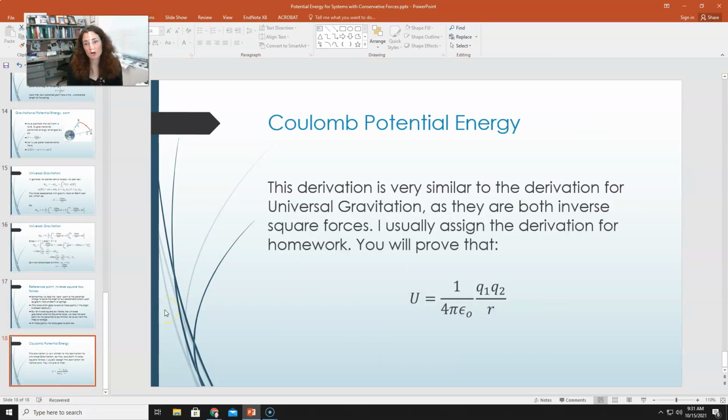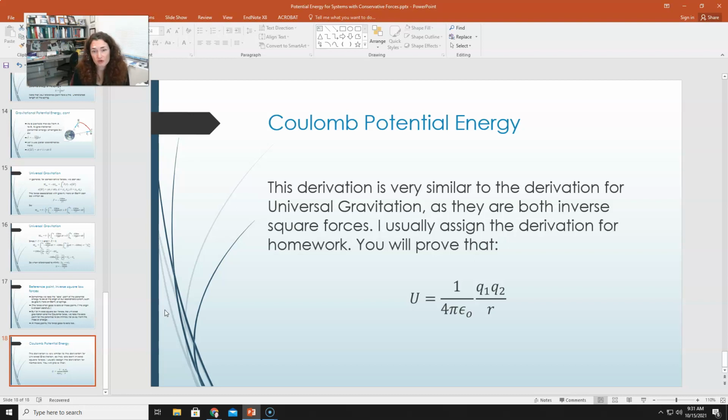I've been talking a lot about the Coulomb force. I'm not going to derive it in this lecture, and the reason is I usually assign that one for homework. The derivation is super similar for these two potentials because they're both inverse square law forces. So you have, in general, some constants times 1 over r squared, and it's a radial force. So the derivation should be pretty much the same for both of these forces. I want you to do that one for homework.